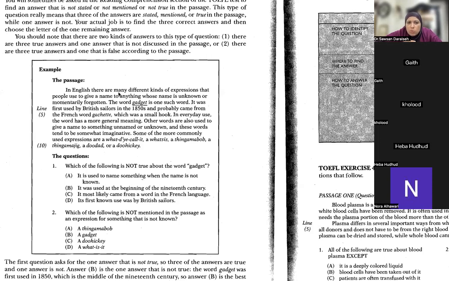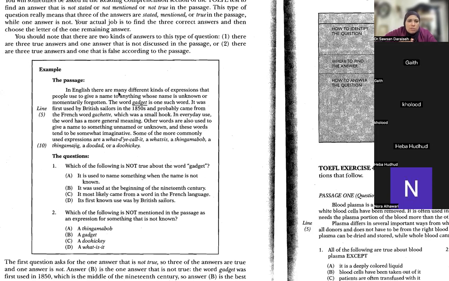What do you call it? What do you call it? Meaning, what is this that you call it? What's-is? A thingamabob, a thingamajig, a doodad, or a doohickey. Can you imagine? These are different words instead of thing, okay?